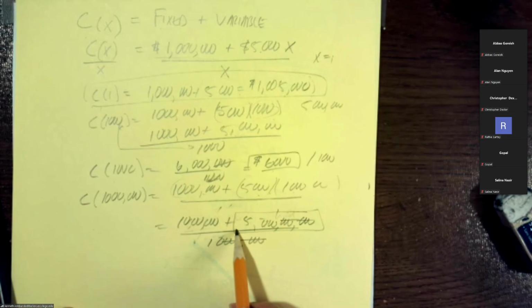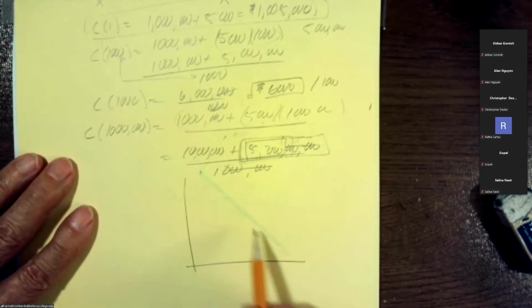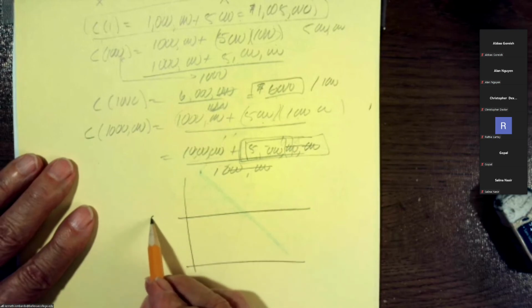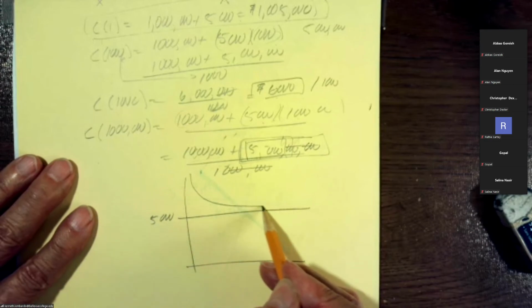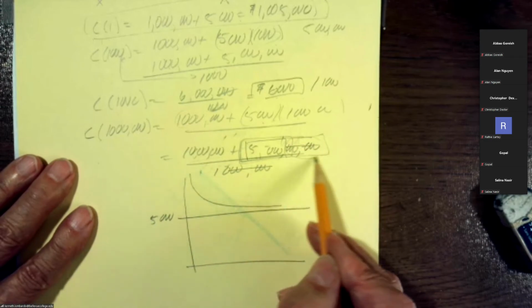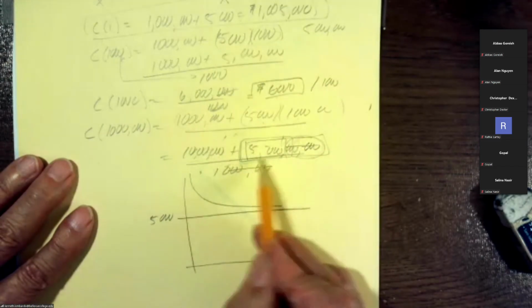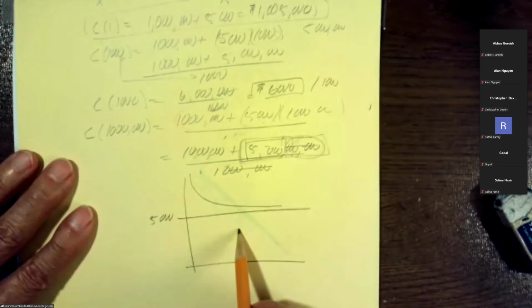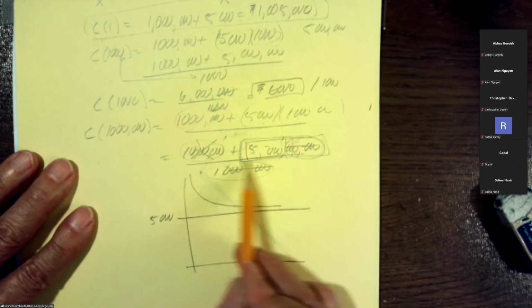So we can see that as this number gets larger and larger, it's this value that we're reaching asymptotically. The point of this exercise is to say that we're really not going to get below 5,000. We can come down and get close to it. But as the number of units gets very large, it's 5,000 times that very large number divided by that very large number. This number here is going to be insignificant as this gets larger and larger.